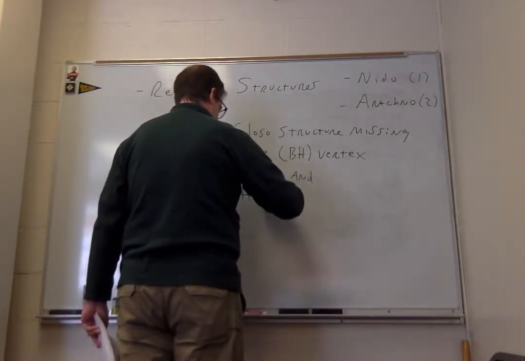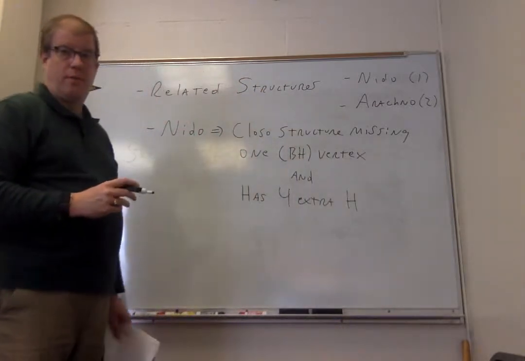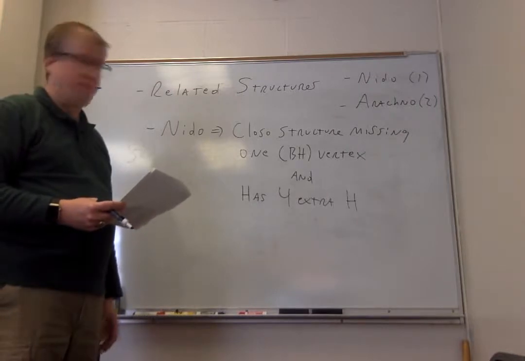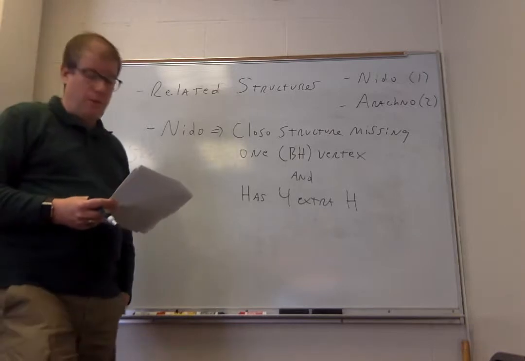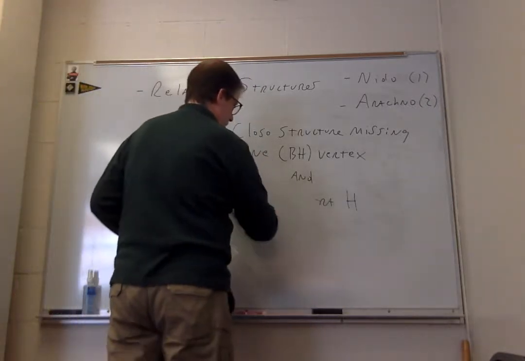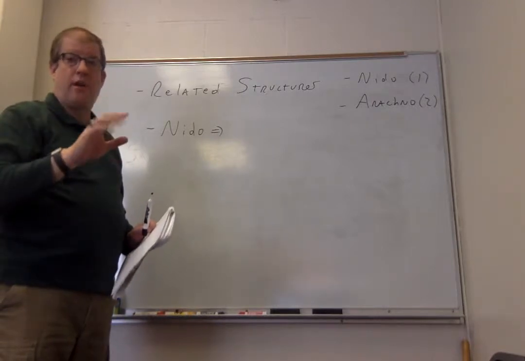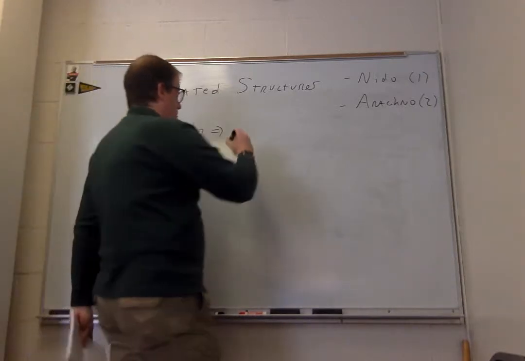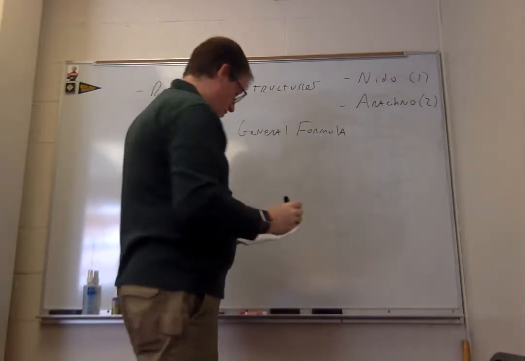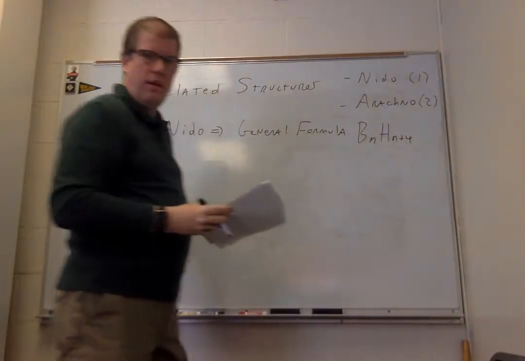and it has 4 extra hydrogens. And so in words, this is what we're doing. We're taking away one vertex, one BH vertex, and we're going to put 4 hydrogens back on after we do that. And so when you translate that into the formula, as we had for closo, a general formula BnHn with overall net charge 2 minus, we have a general formula for this too. And that is BnHn+4.